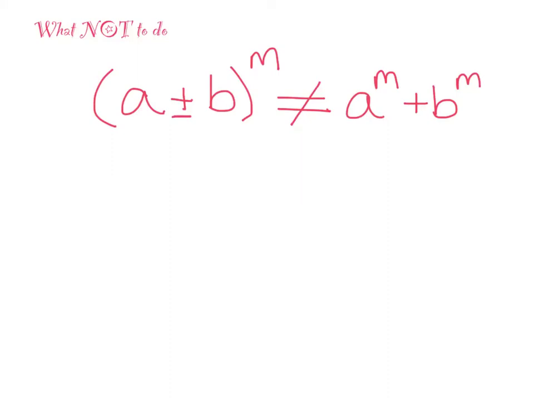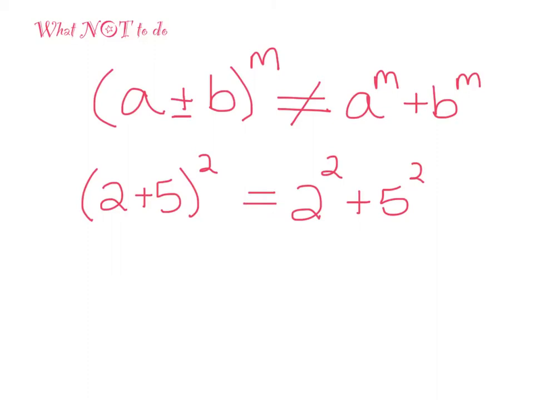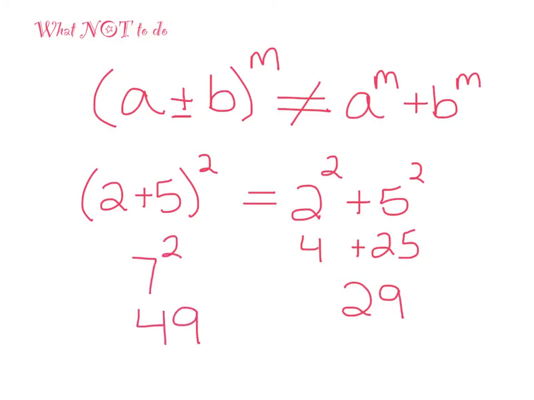For example, say I said (2 plus 5) squared. If you told me that you could distribute that power, then you'd be saying 2 squared plus 5 squared, which is 4 plus 25, which is 29. But 2 plus 5 is 7, and 7 squared is not 29. It doesn't work.